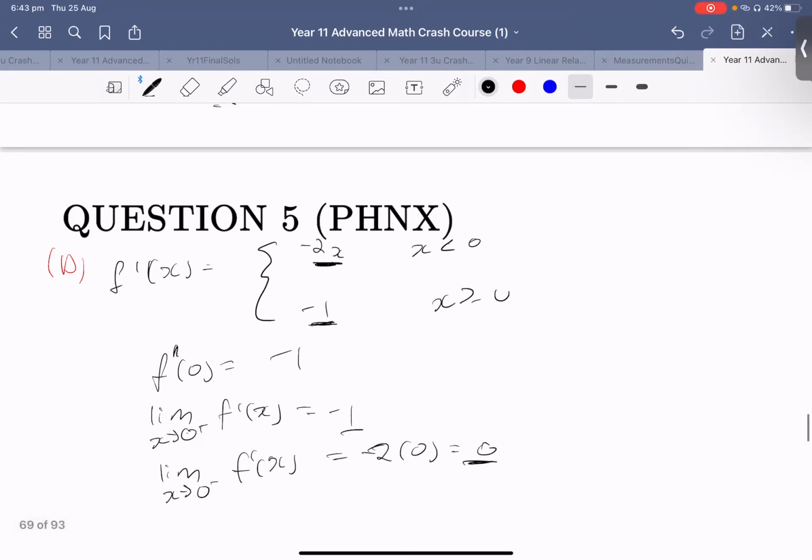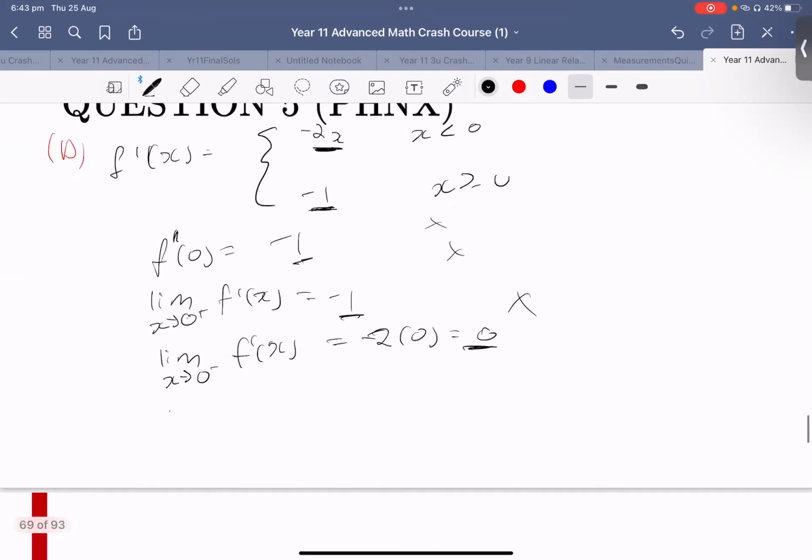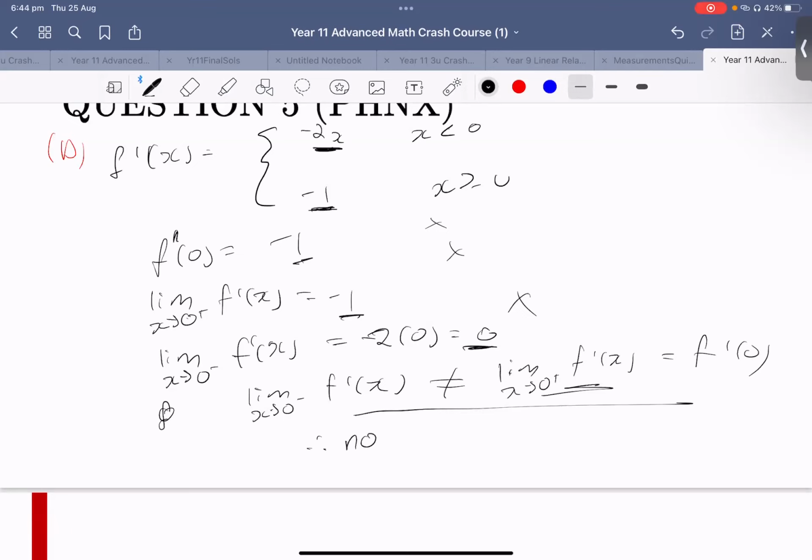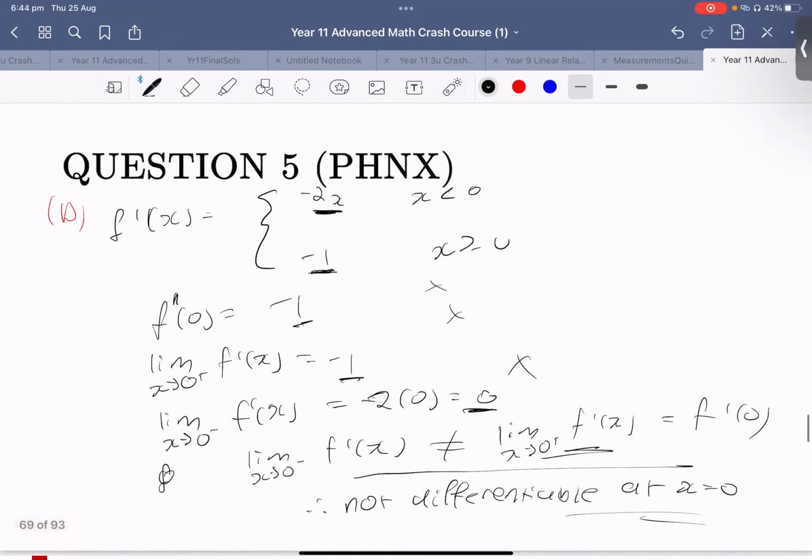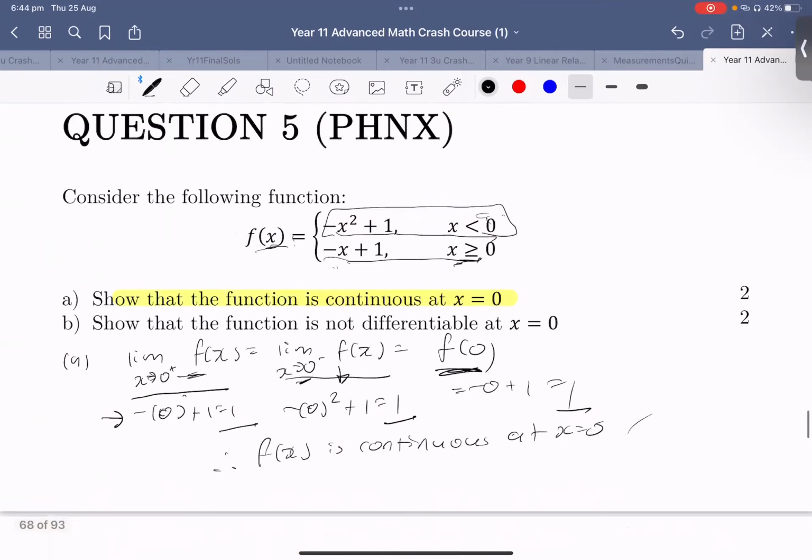Now, this is not equal to this, which is what breaks the chain of equality required for the differentiability condition to be true. In other words, the limit as x tends to 0 minus of f dash x is not equal to the limit as x tends to 0 plus of f dash x, which is equal to f dash 0. So because this chain is broken, it is therefore not differentiable at x equals 0. That's pretty much it for differentiation.